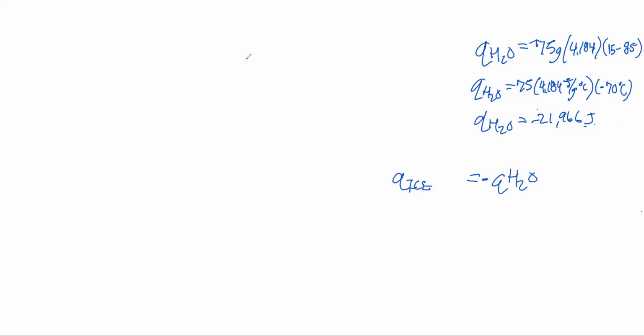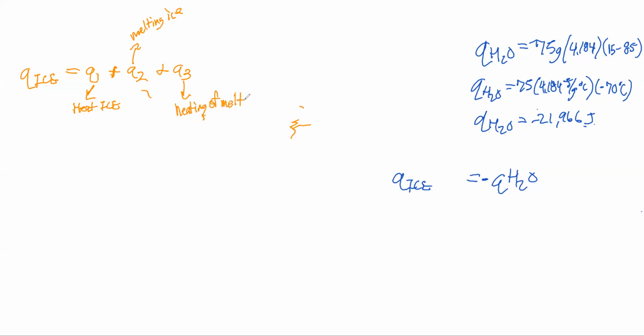Now, we said that the heat that the ice gained really came into three parts. So part one, part two, and part three. Right? We have the heating of the ice. We have the melting of the ice. And then we have the heating of the melted ice.